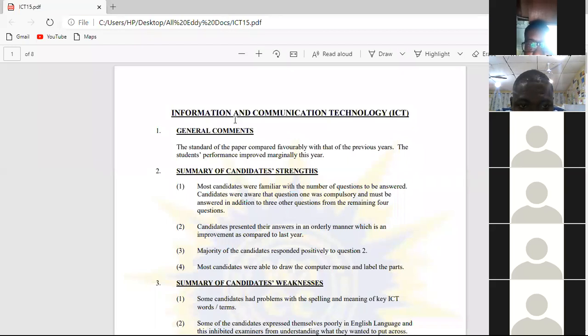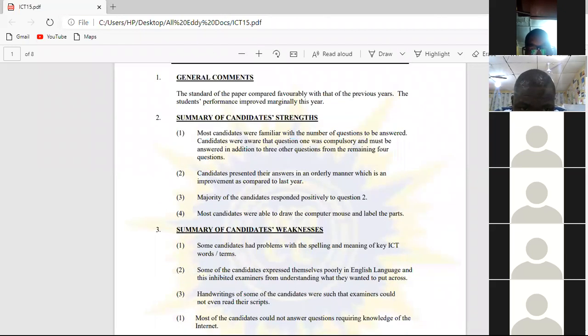Information. Okay. Information and communication technology. General comments. The standard of the paper By an examiner, okay. The standard of the paper compared favorably with that of the previous years. The students' performance improved The marginally this year. standard of the paper Summary of compared candidates' strengths. favorably Yes. Most Oh, hurry candidates up, were hurry up. familiar with the most candidates were familiar with the number of questions to be answered.